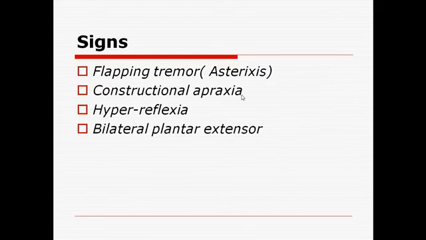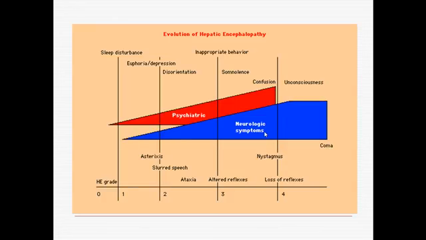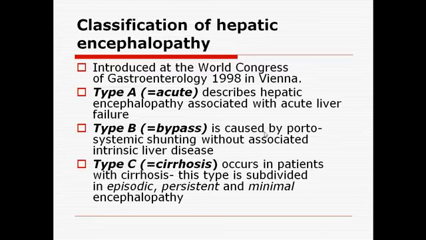Signs: flapping tremor, constructional apraxia, hyperreflexia, and bilateral plantar extensor. Look, a patient comes to you with CLD. On system examination, if you find flapping tremor, constructional apraxia, hyperreflexia, and bilateral plantar extensor, there will be a diagnosis of hepatic encephalopathy. Classification: no need to know that.